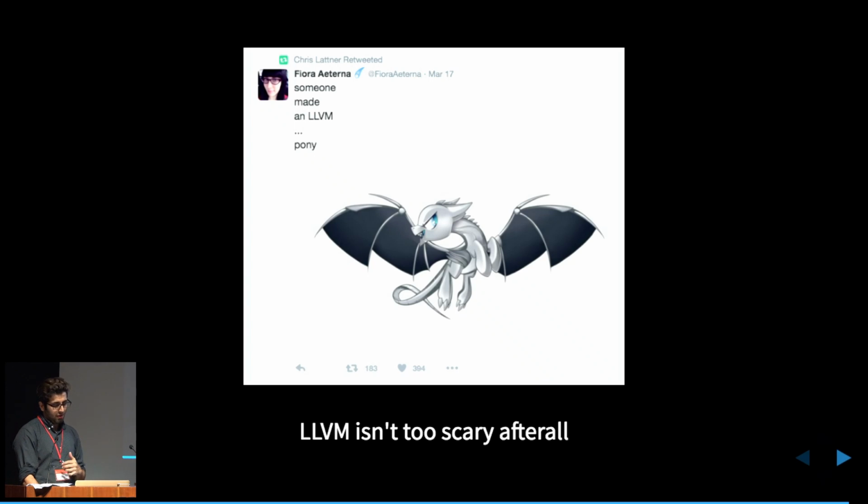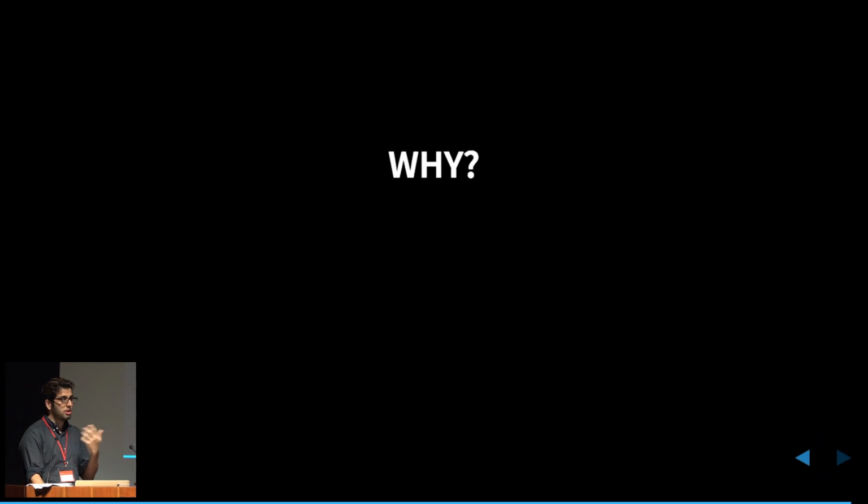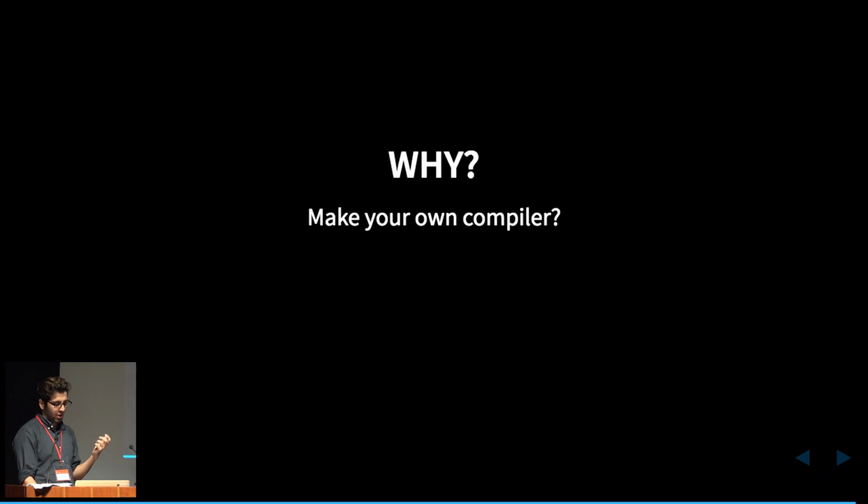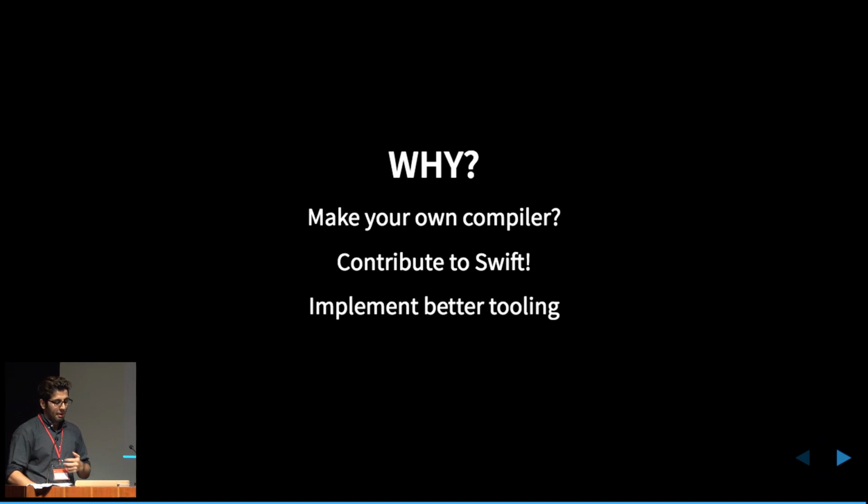Which brings me to the last part. Why would you do this, right? Why do you care? Compilers work, they work fine. I'm not going to make a new language anytime soon, so why should I even bother with this? I mean, aside from making your own compiler, you can do other cool things, like you can contribute to Swift. Swift is always looking for new contributors, and you can always find an issue to work on, and since it's implemented in LLVM, it really helps to know how it's actually implemented.